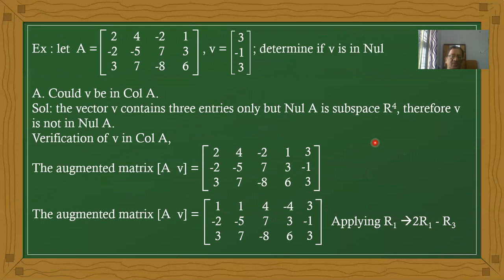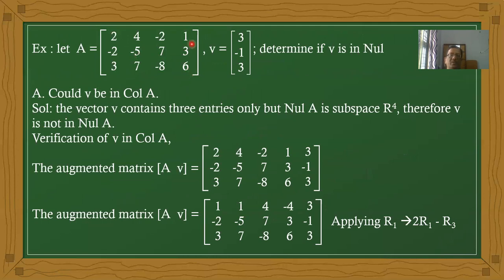What is the first problem now? Capital A equal to 2, minus 2, 3, 4, minus 5, 7, minus 2, 7, minus 8, 1, 3, 6. It is a given matrix capital A now.